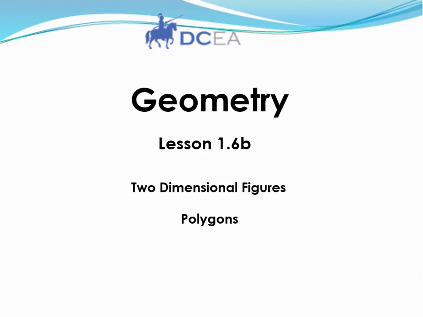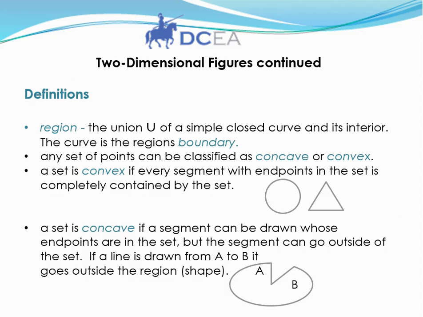Geometry, Lesson 1, 6b. We're continuing with two-dimensional figures, and we're going to learn about polygons. In the last video, you heard me mention the word region. A region is the union of a simple closed curve and its interior. The curve is the region's boundary. So the union of its interior and its boundary is the whole region.